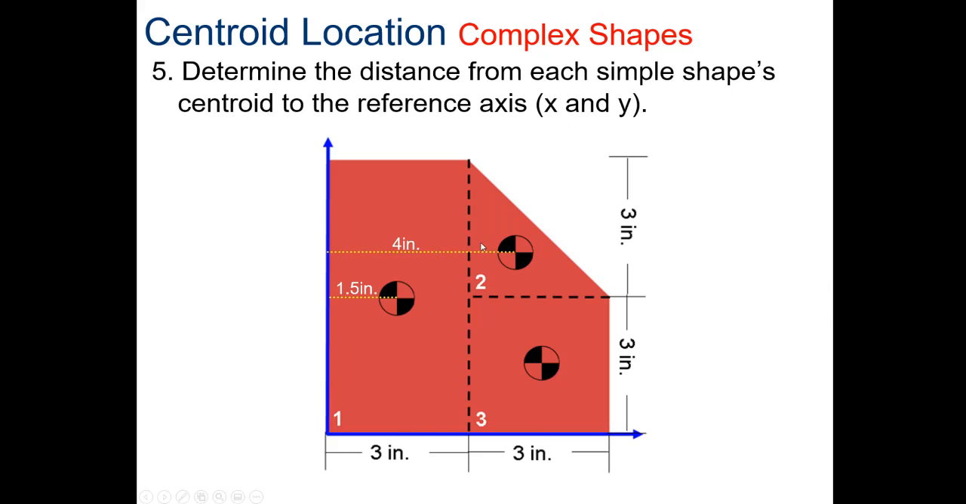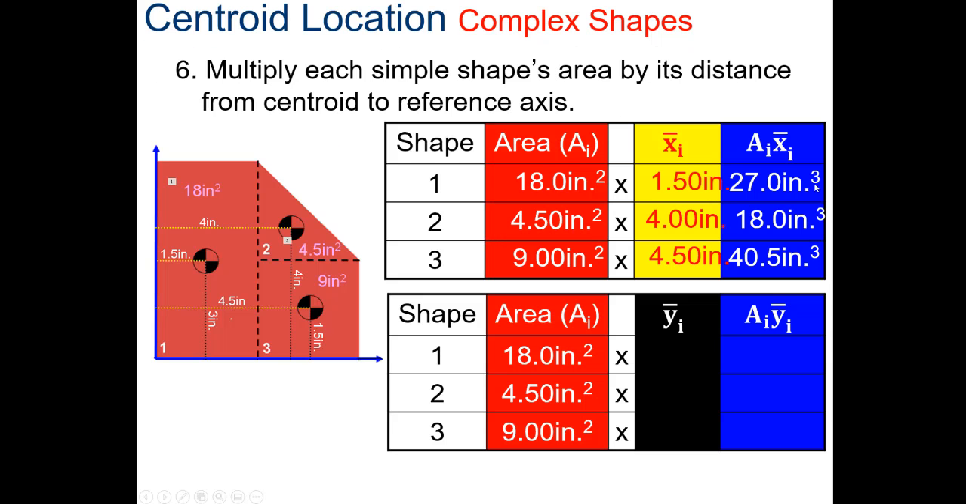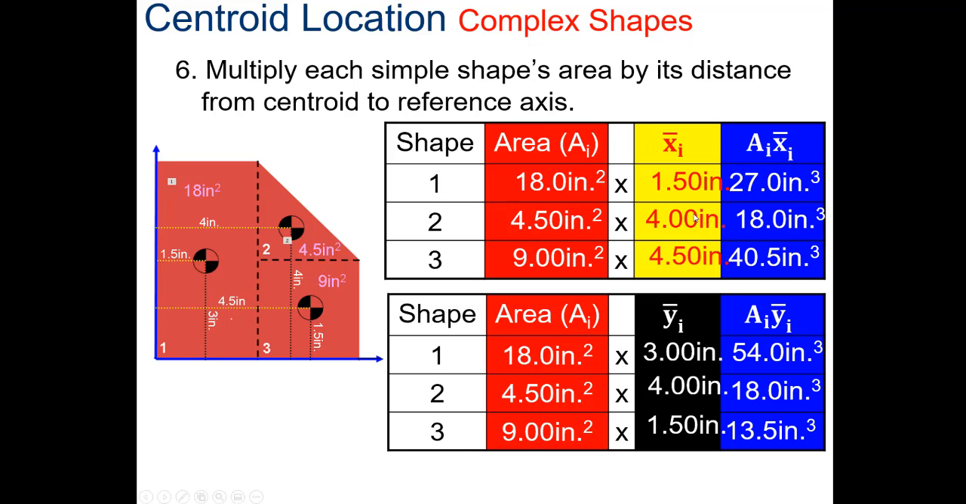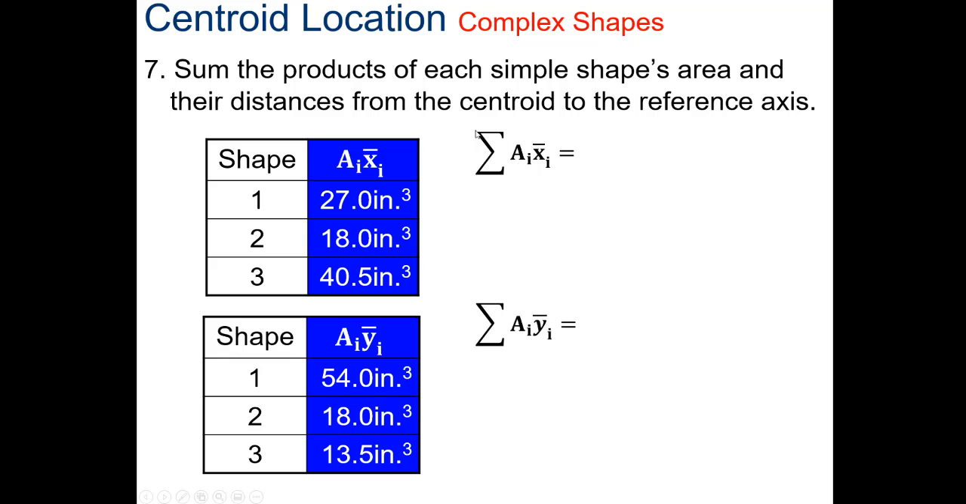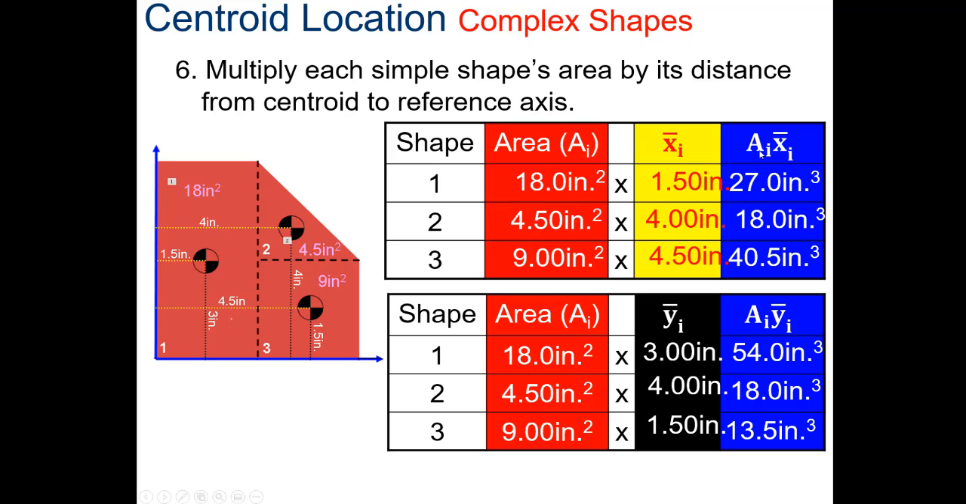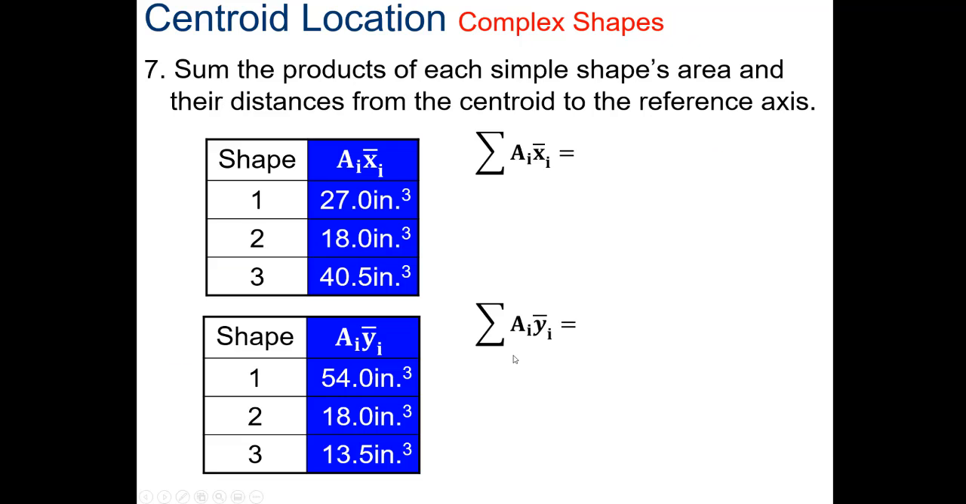So now that we've got these numbers, we're going to take the sum of this times this. The sum of this times this. The sum is just adding. So we're going to add this, this, and this. To find the sum of AIYI, we're just going to add these three. So that's what you see here. They just include that column.